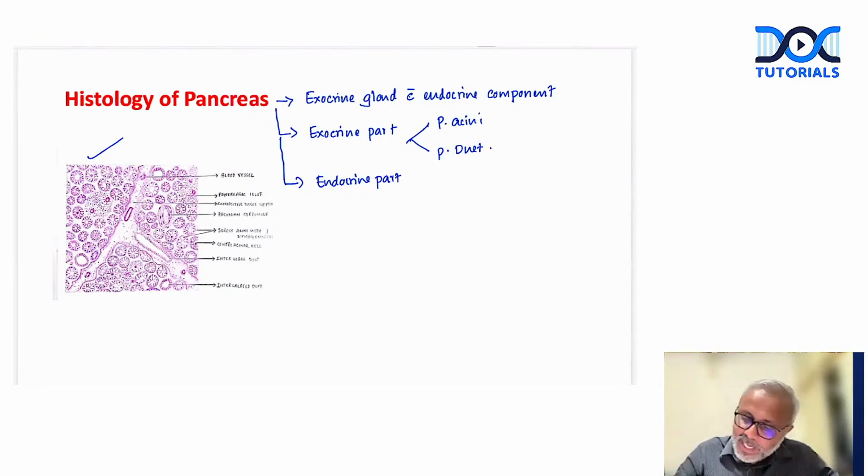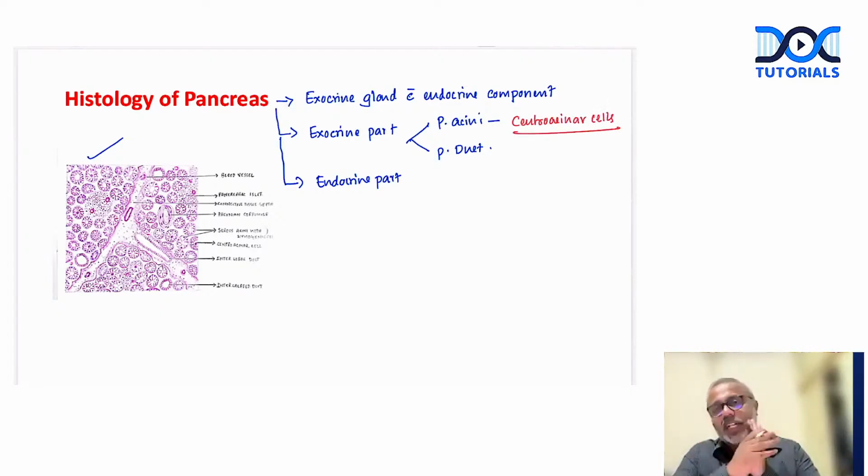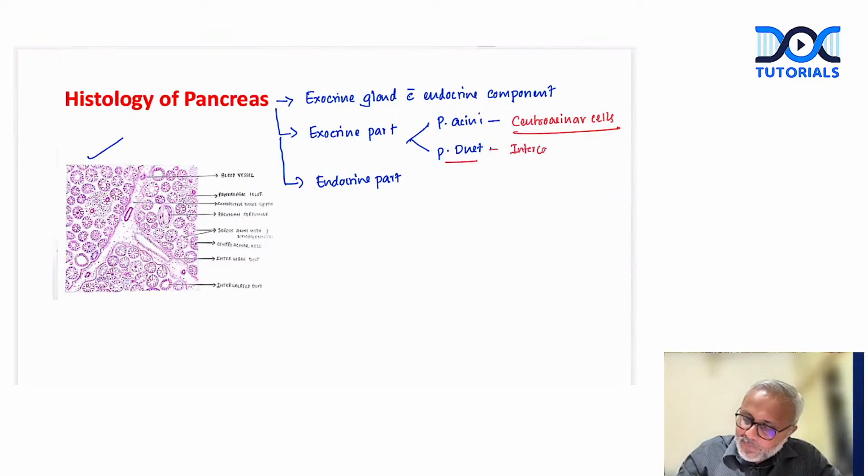In pancreatic acini, one of the important keywords the examiner actually looks for is the centroacinar cells. So remember to highlight this. Highlight centroacinar cells and then talk about what these are and how they help in differentiating between pancreas and parotid, right? Then when you talk about the duct system, start with the intercalated duct, right?